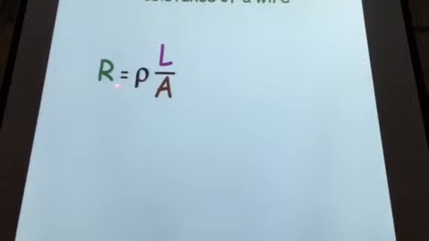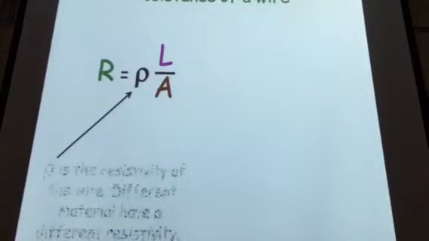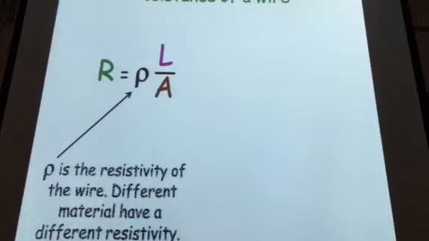This Greek letter rho takes into consideration the type of material that the wire is made of. We call it the resistivity of the wire. So this Greek letter rho represents the resistivity. That depends upon the material that you have, and that's something you just look up in a textbook. I'm going to show you in a second, gang, a chart that comes right out of a textbook that lists the resistivities of different wires.